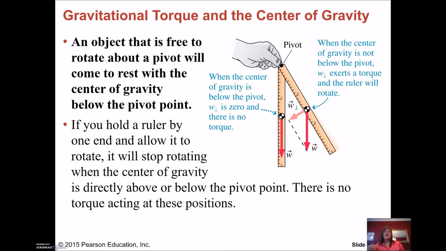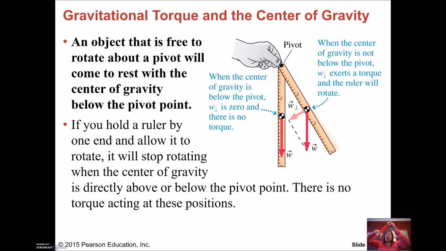Now, another interesting thing: if you think about an object like this ruler, we said that the center of gravity was at the very center. It's basically a uniform ruler. So if I shift this to the side, the center of gravity always acts straight down.